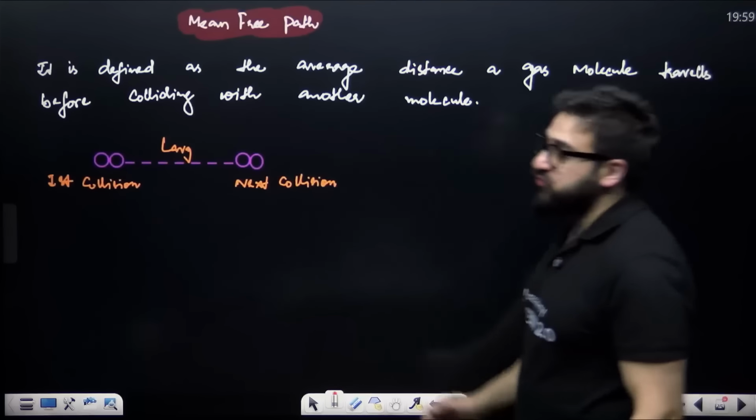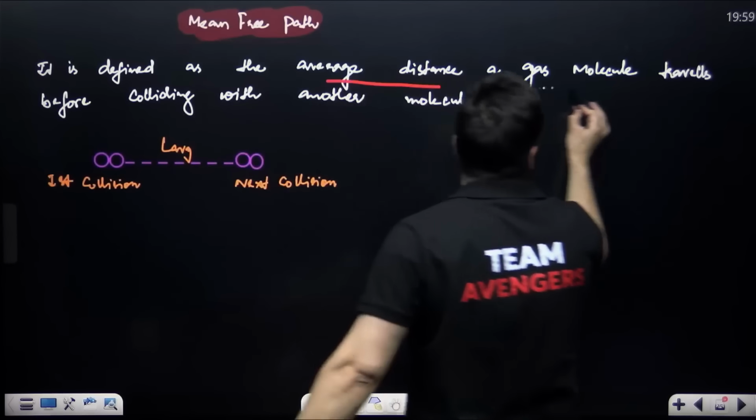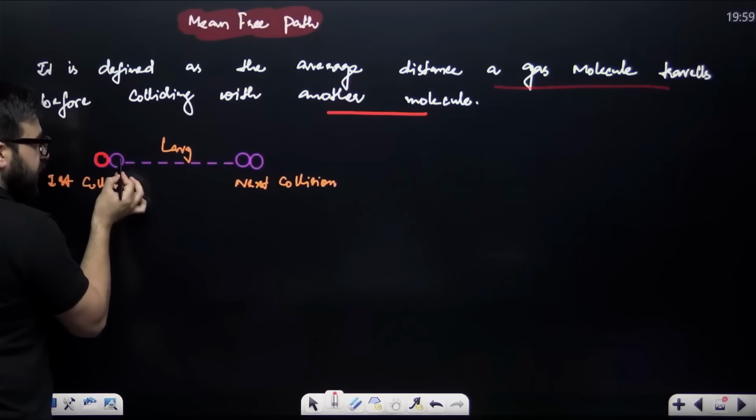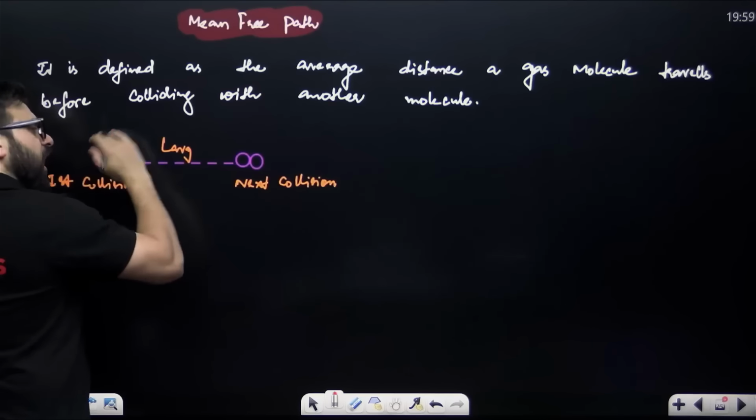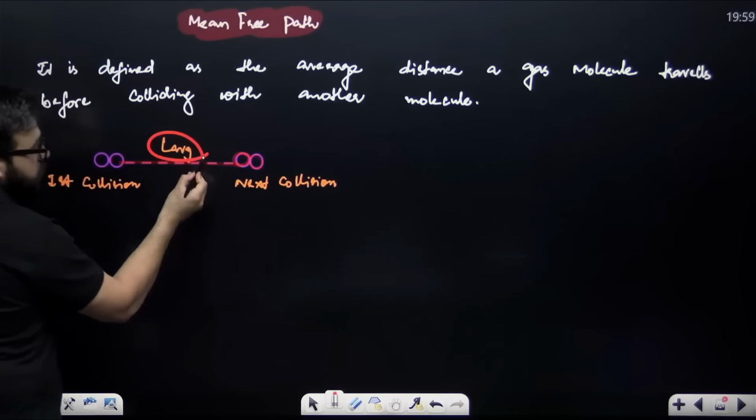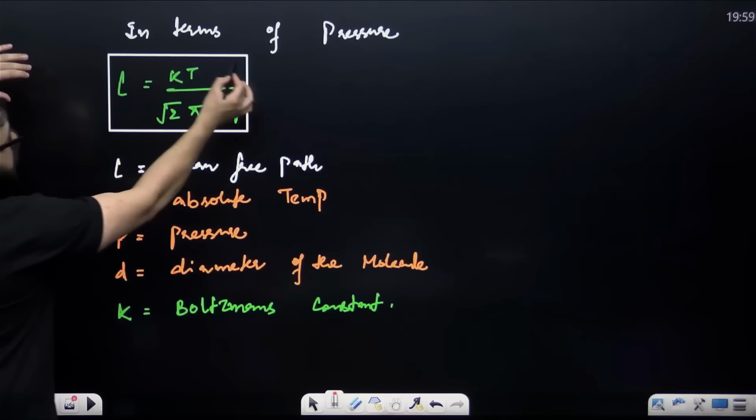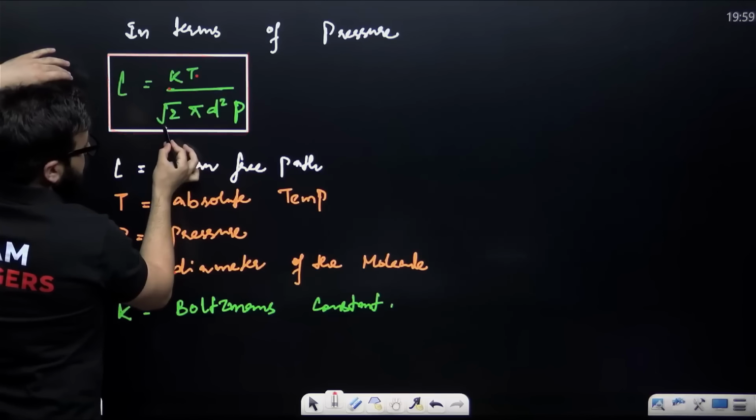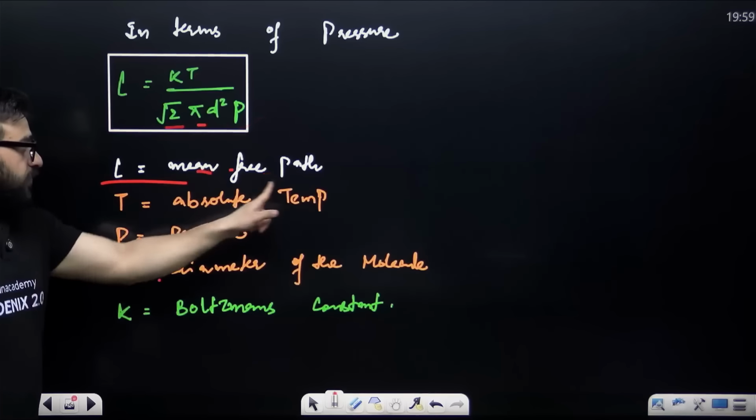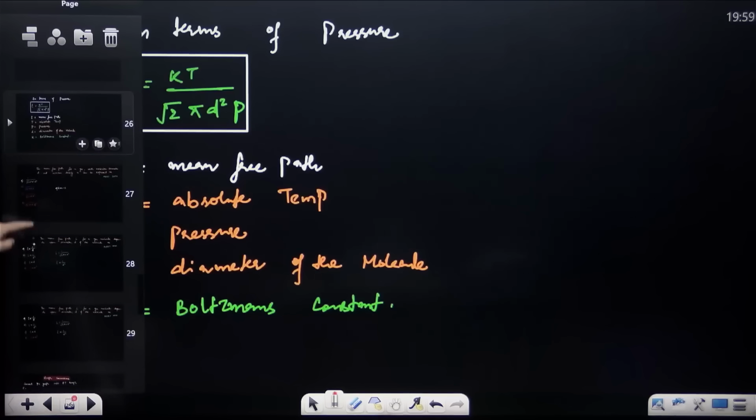Next is mean free path, my dear NEET aspirants. It is defined as the average distance a gas molecule travels before colliding with another molecule. Suppose this is the gas molecule. It collides with another molecule over here, then after some time makes the next collision here. The distance between these two successive collisions, on average, is what we call the mean free path. It is equal to kT divided by root 2 pi d square into P. L is the mean free path, T is the absolute temperature, P is pressure, d is the diameter of the molecule, and k is Boltzmann's constant.